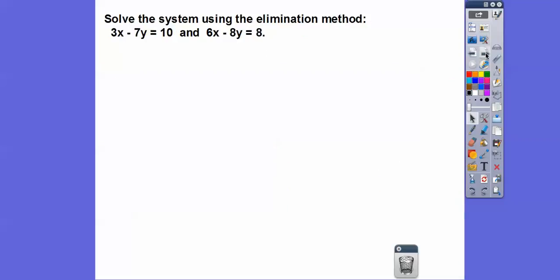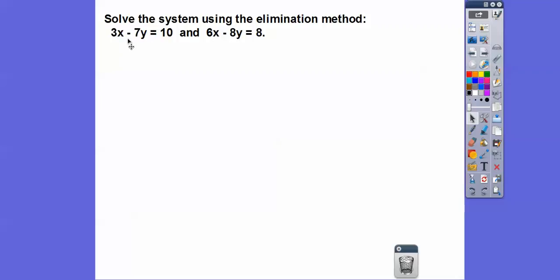Okay, here's another one. Solve this one using the elimination method. Now notice they're not written right underneath each other. This one is not underneath here like it is in your textbook. And this is how it's going to be on the SAT if they ask you to do something like this. It'll be written like this, and you just have to look at the coefficients. A 3x and a 6x, a 7y and an 8y.